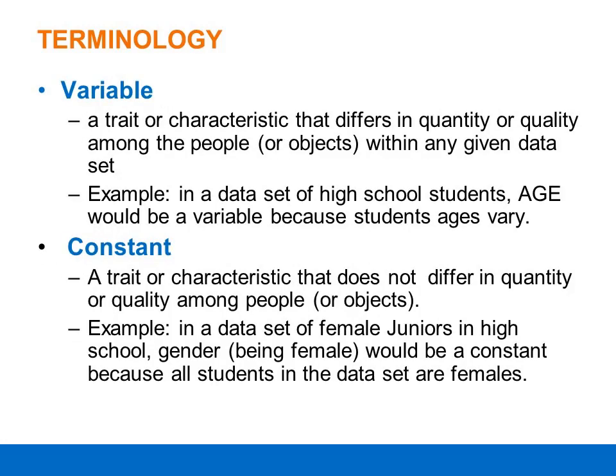Another useful term you will need to know is variable. A variable is a trait or a characteristic that can differ in quantity or quality among people or objects that are being studied. The term variable means that the characteristics vary. For example, in a data set of high school students, age would be a variable because students in high school can vary in age.